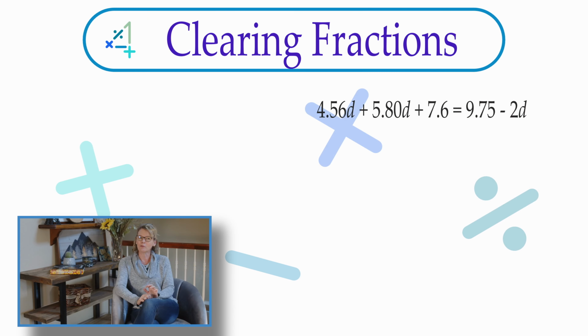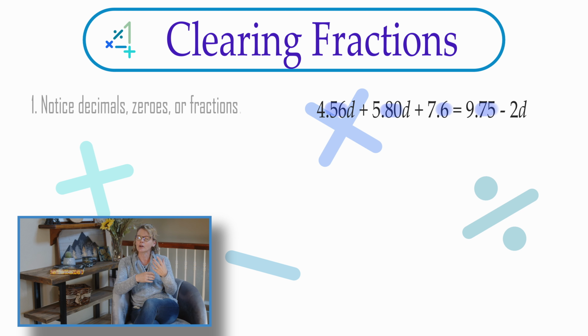This first one reminds me of something we might see when we have a word problem with money. 4.56d plus 5.80d plus 7.6 equals 9.75 minus 2d. We'll follow my steps. 1. Notice that this equation seems to have a lot of decimals. Not every term does, but enough that I think I'd like to get rid of them.